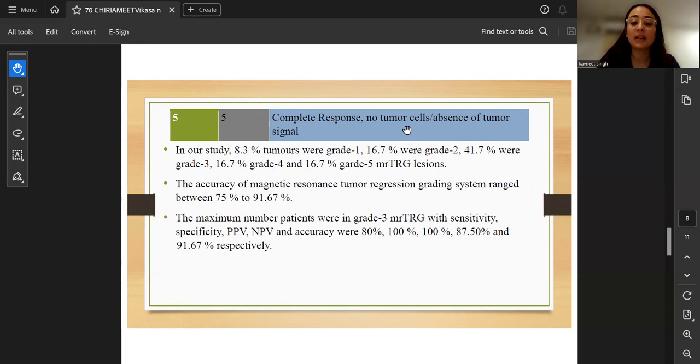In our study, 8.3% of the tumors were grade 1, 16.7% were grade 2, 41.7% were grade 3, 16.7% belonged to grade 4, and 16.7% landed in grade 5 of the MR tumor regression grading. The accuracy of the MR tumor regression grading system was between 75 to 91%. The maximum number of patients were in grade 3, with sensitivity, specificity, positive and negative predictive values as follows.